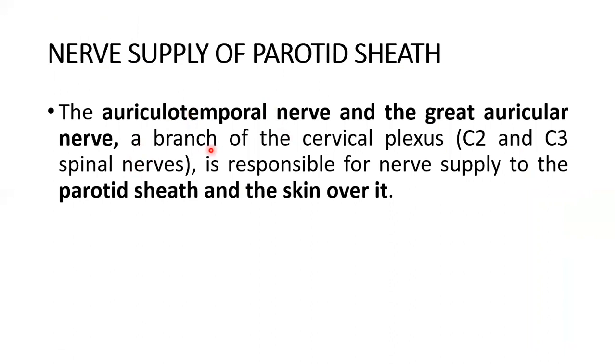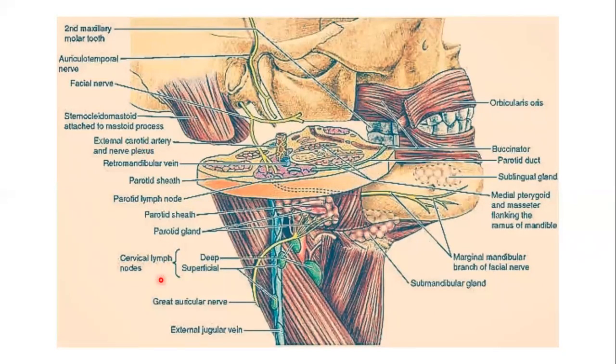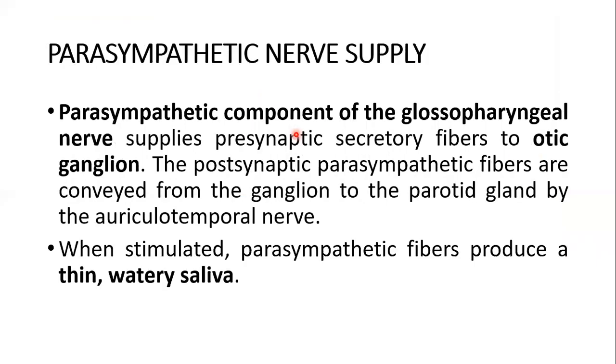And it supplies sensory nerve supply to the parotid sheath and the skin over this parotid gland. Auriculotemporal nerve along with this great auricular nerve. This is the great auricular nerve. You can see this is the relation with the parotid gland. So two sensory nerves supply it: the great auricular nerve and, over this, the auriculotemporal nerve. And then there is the parasympathetic nerve supply, very, very important, right? This comes from the parasympathetic component of the ninth cranial nerve.